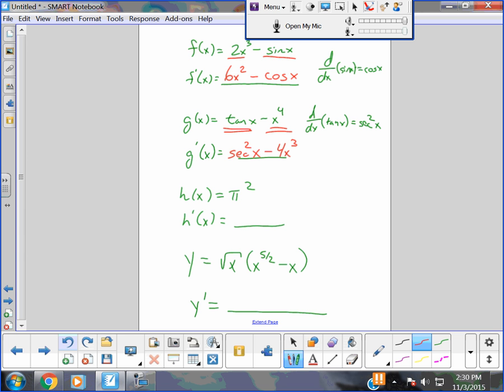The next one, if I had to have a name, I suppose you could call it a polynomial. But guys, this is a constant function. H of x equals 9 point something, right? It's just a line. So the derivative of that line is just 0. It is a constant number.